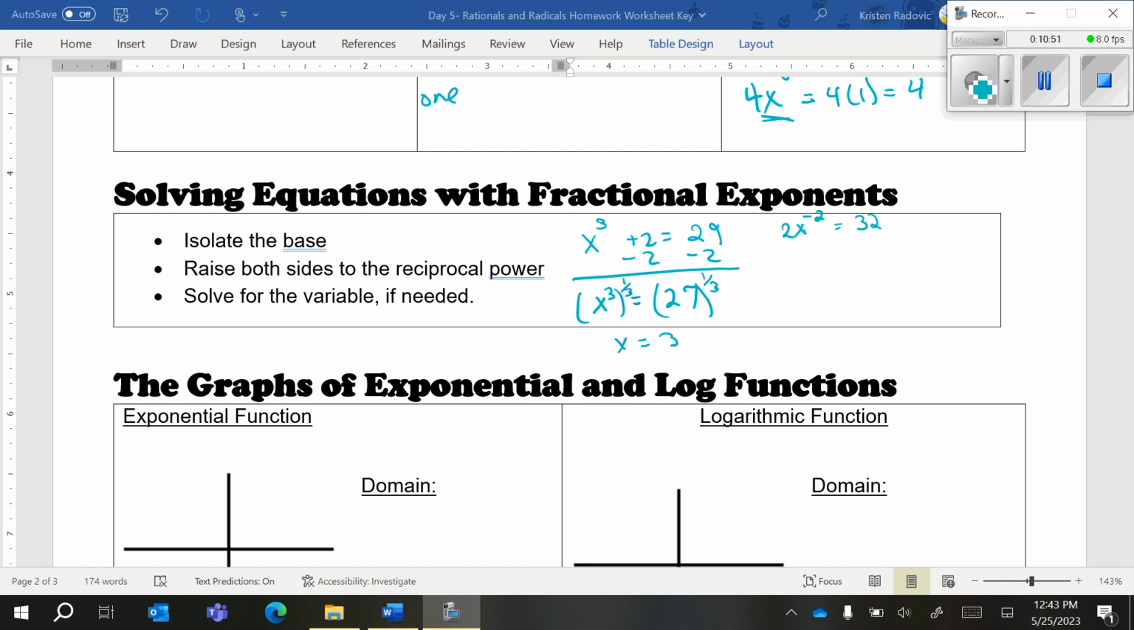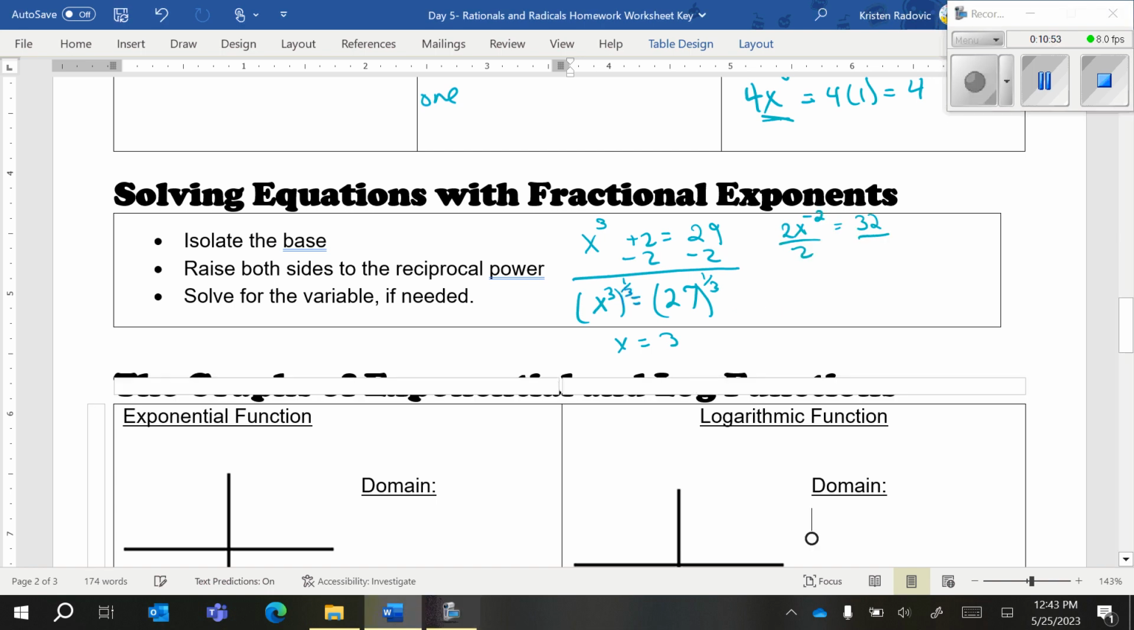In this case, you would have to divide by 2 first, and you would get x to the negative second power equals 16. And then if you have a negative 2, your reciprocal is negative 1/2. So if you plot that in the calculator, 1/2 represents the square root, and the square root of 16 is 4. But because it's negative, you're going to flip it, and you're going to get an answer of 1/4.